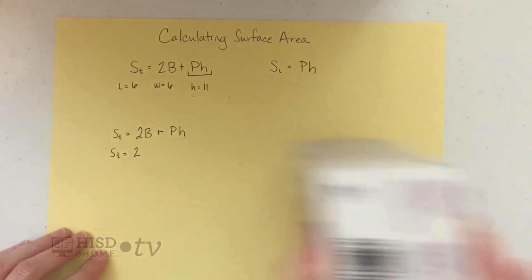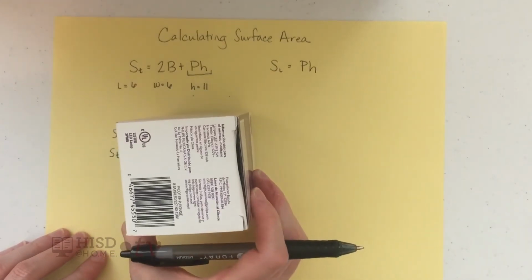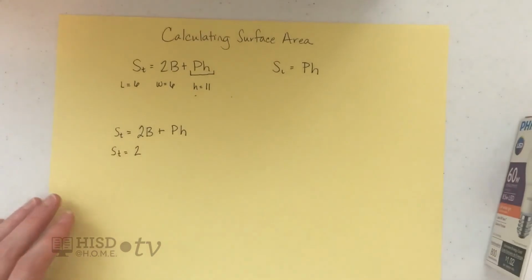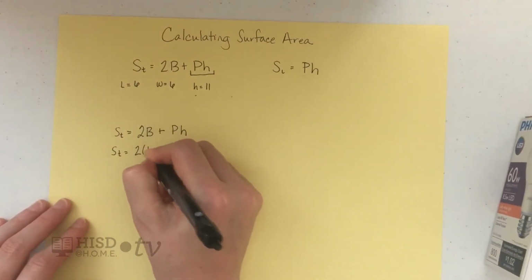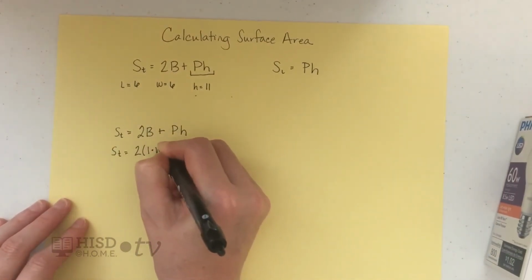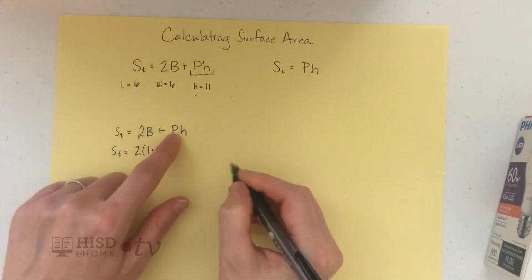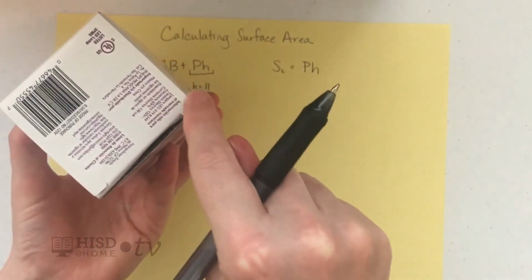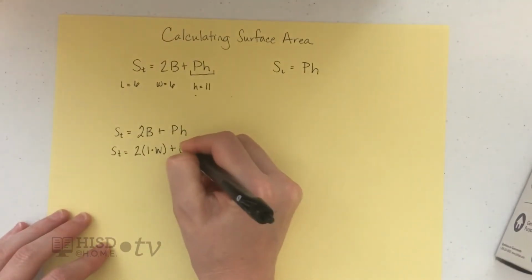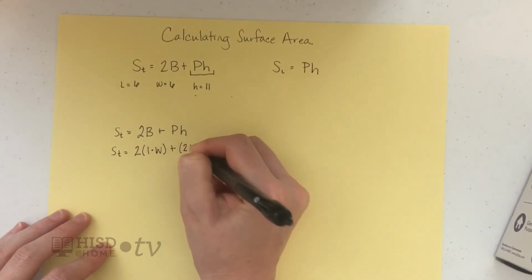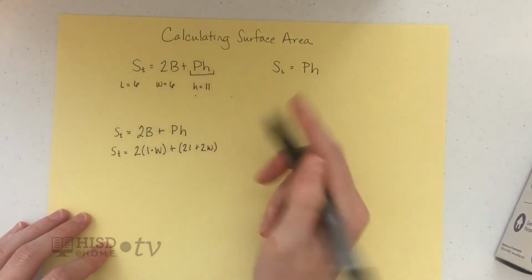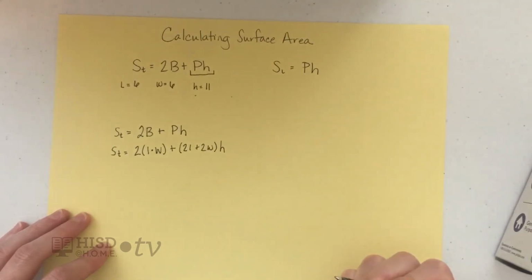Now the base area, the base is a square, and I find the area of a square by multiplying the length times the width, or side by side. So 2 times length times width, plus, to find the perimeter, I would simply add the length plus the width plus the length plus the width, or I could simplify that by saying 2 times the length plus 2 times the width, and then finally times the height, which is the distance between the two bases.